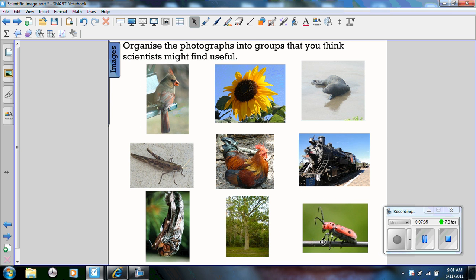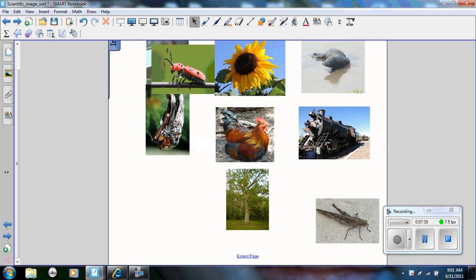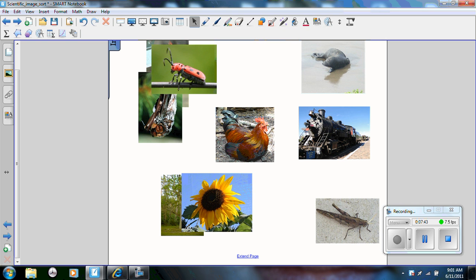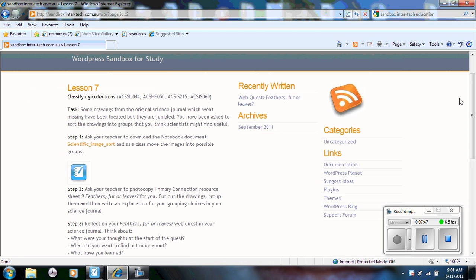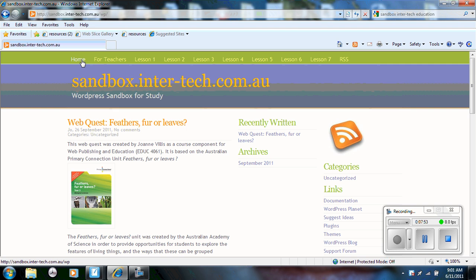So you might have the birds, that fly possibly? You might put the trees and the flowers together. And they are the notebook downloads, which can be found on this website, which is based on the Primary Connections unit, Feathers, Fur or Leaves.